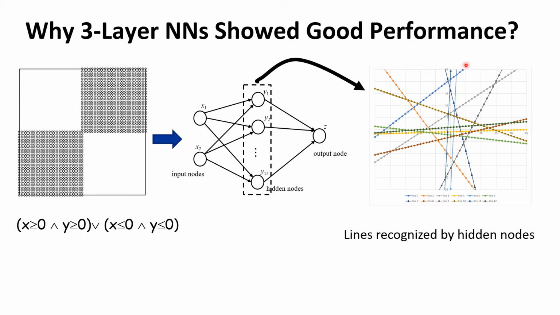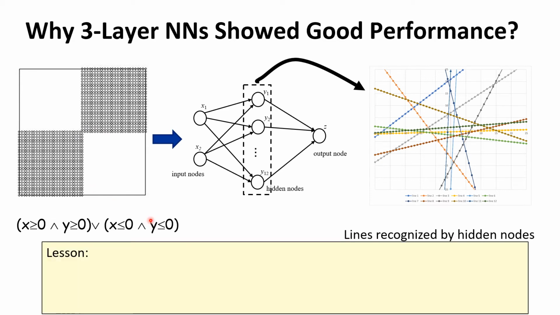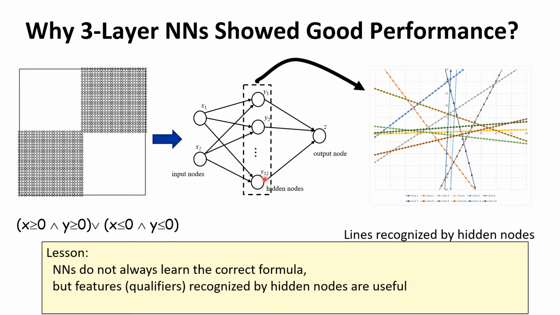But if we remove hidden nodes that correspond to these lines, then this network no longer recognizes this learning data. So that means this network does not properly recognize this logical formula, but just does a kind of patchwork to recognize this learning data. So the lesson that we can learn from this is that neural networks do not always learn the correct formula, but even in such cases, the features recognized by hidden nodes can still be useful.